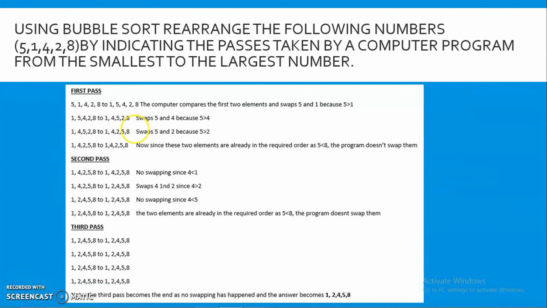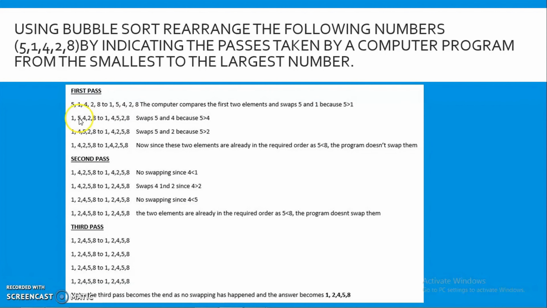Using bubble sort, rearrange the following numbers. The numbers are given by indicating the passes taken by the computer program from the smallest to the largest number. So in our first pass, we arrange the numbers as they are given. Then we compare the first two, which are 5 and 1. 5 and 1, which is the largest one? 5 is greater than 1, so you have to swap. Swapping makes the numbers 1, then 5, then 4, 2. This arrangement, you bring it here.